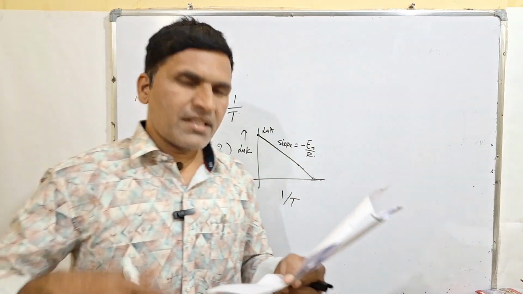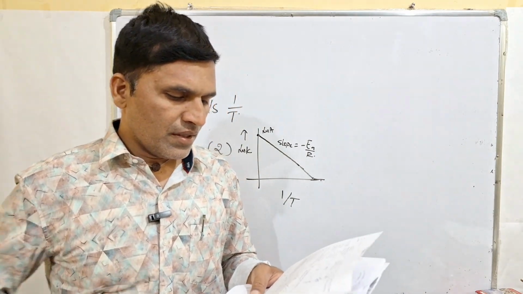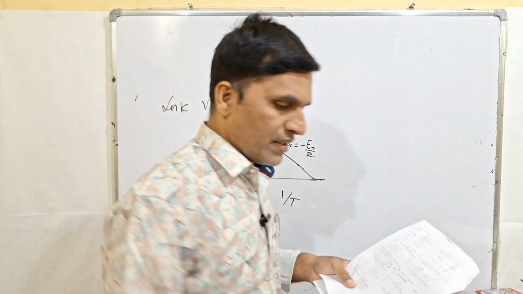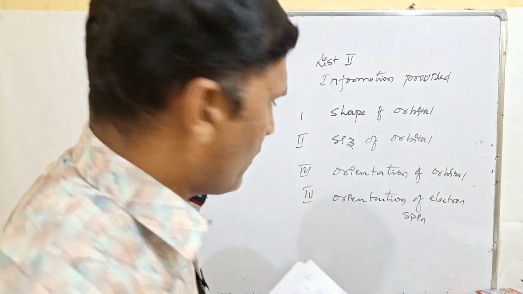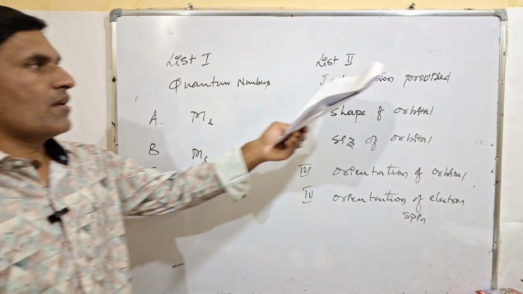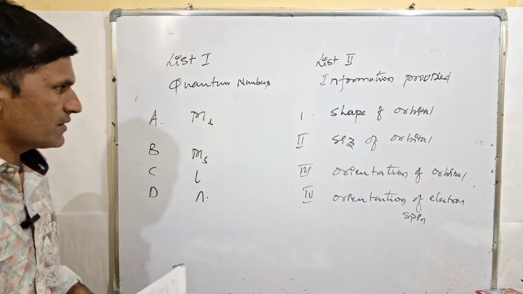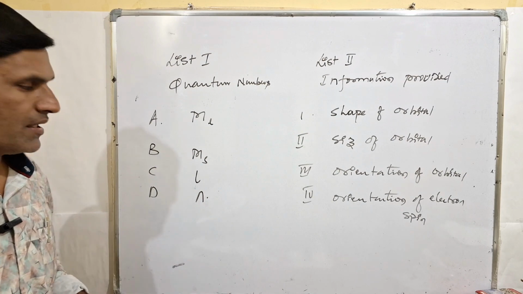Next, once again, a match list is there, list 1 and 2. So in the list, we will see what is being given. It is a match the following type of question where quantum numbers are given on one side and the information is given on the other side. So ml, ms, l and n are given.